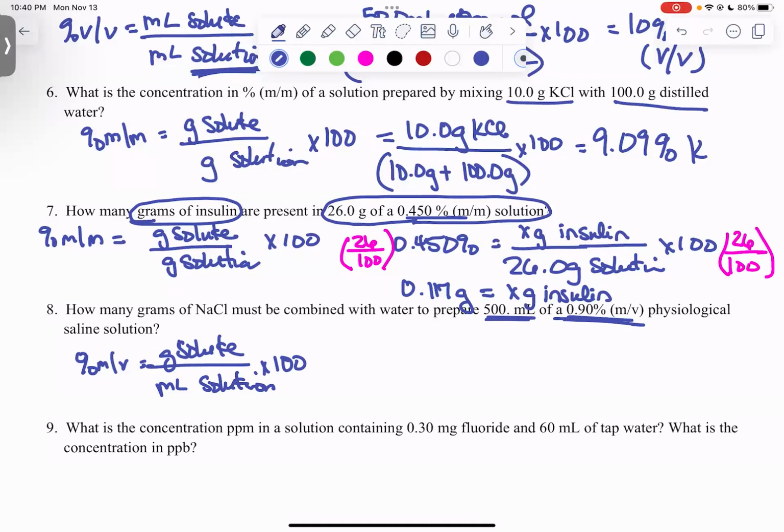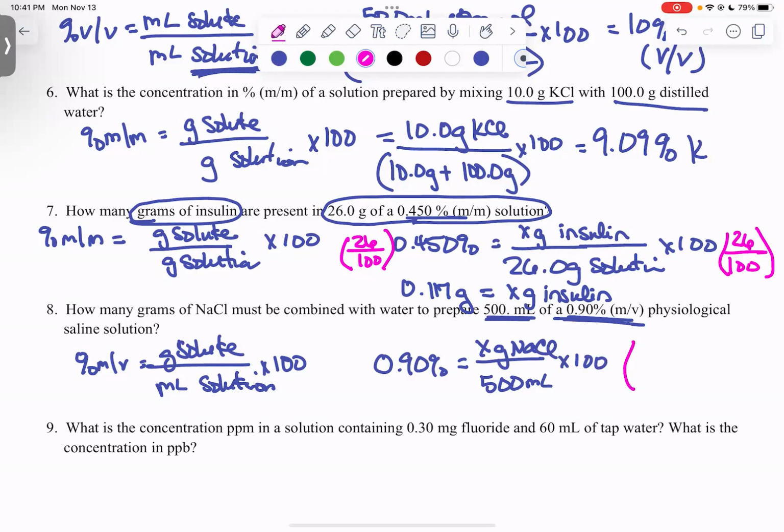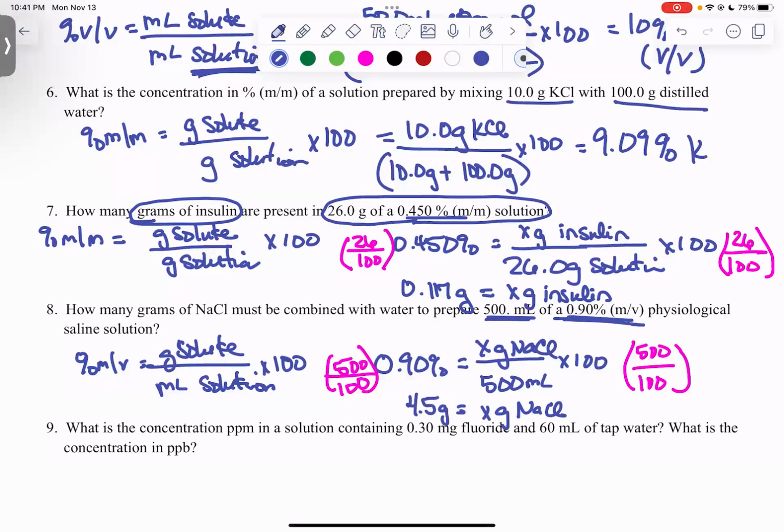So I'm going to plug in the 0.9% where the percentage goes, is equal to, and I don't know how many grams of NaCl. It's my X. And I'm going to prepare 500 milliliters of the solution, times 100. Just do exactly what we've done before. If we multiply, we divide. If we divide, we multiply. If you have a different way that you do it, cross multiplying, stuff like that, that all works, and you can do that. So we have X grams of NaCl, which is going to equal 4.5 grams.